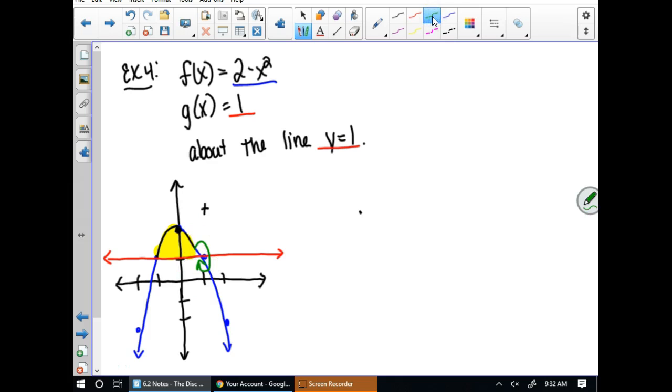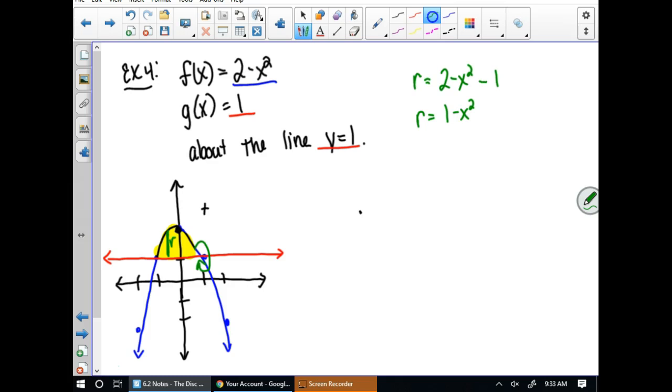So if we think of this length here, that is our radius, right? And to find that length, our radius would be 2 minus x squared, and then we take our top equation and subtract the bottom equation, which would be 1. So that radius there is going to be 1 minus x squared.